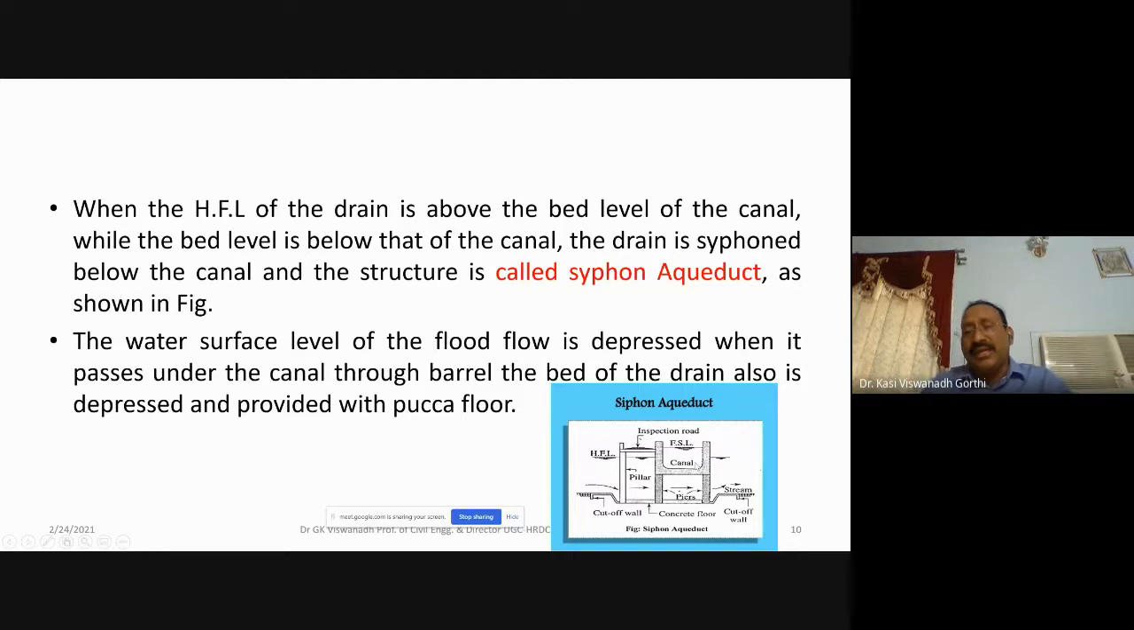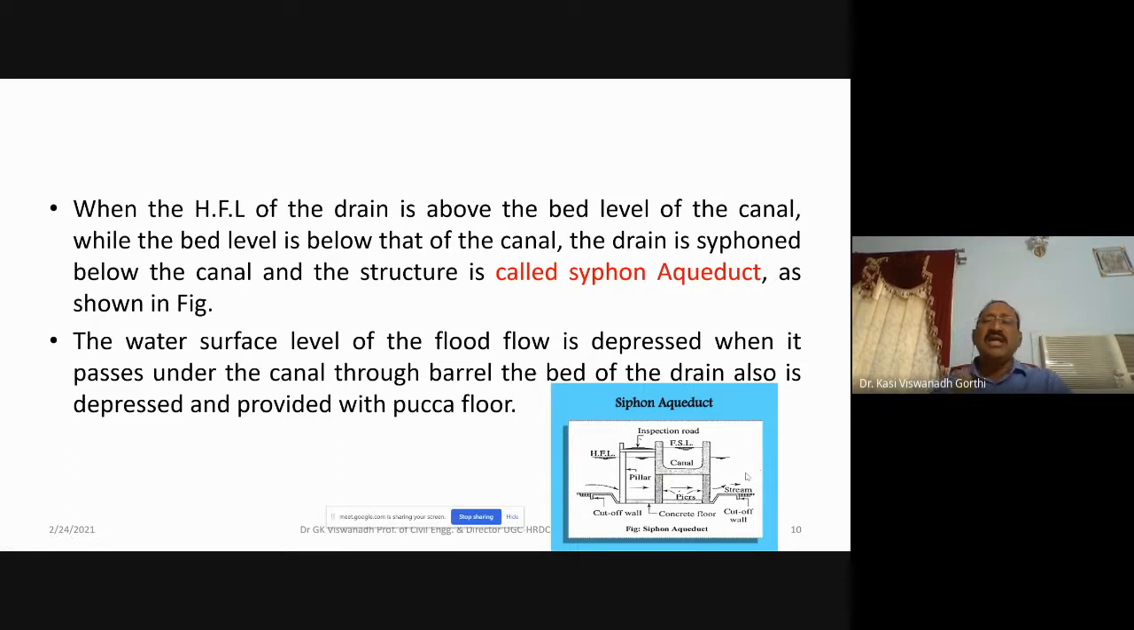So what is happening here? The water, though it has to flow up to this HFL, but at the point where this structure has come, it has to get siphoned and flow only beneath the canal. This is the canal trough, what we call it as the canal trough. So it has to be siphoned to flow under pressure beneath the canal bed level and reach to the downstream portion.